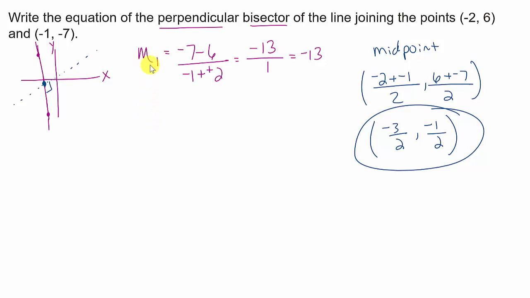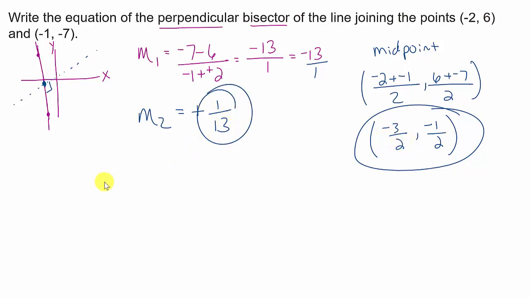So if this is our slope for line 1, and our perpendicular bisector, which we can call line 2, is going to be perpendicular to this, it's going to have an opposite slope. So this slope is going to be positive. And this is really -13 over 1. So to flip that, we write 1 over 13. So I'm going to use that slope and this point.